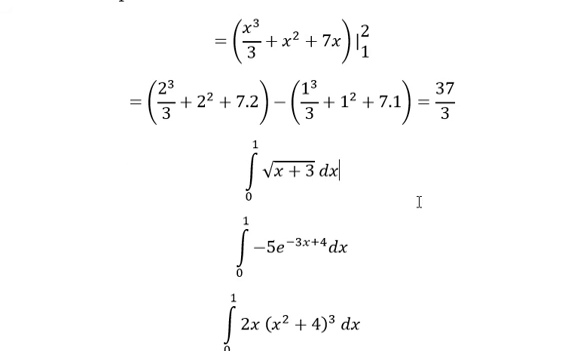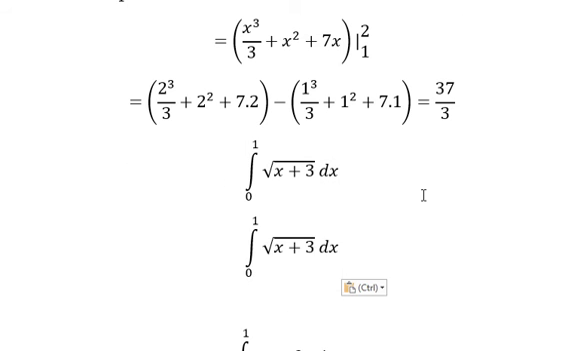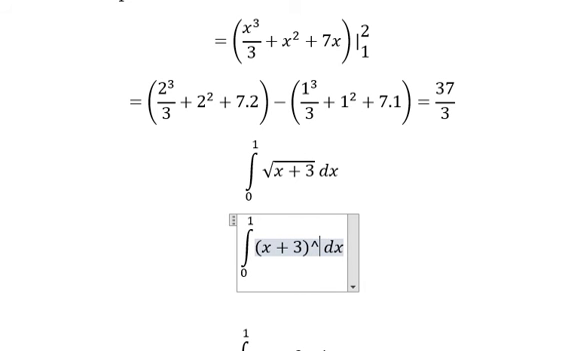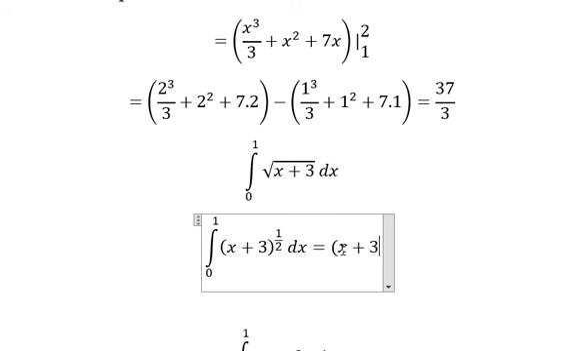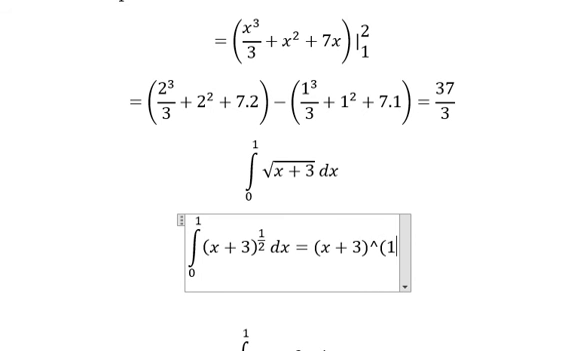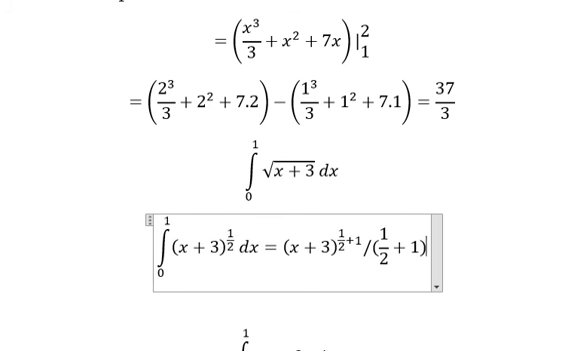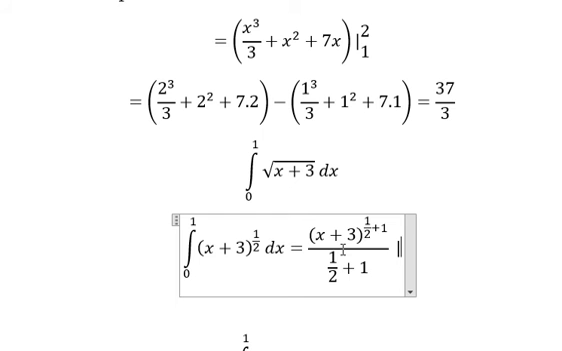This one, the square root of x plus 3, that's x plus 3 to the power of 1 over 2. And now we just apply the formula from the reverse one. So we have x plus 3 to the power of 1 over 2 plus 1 over 1 over 2 plus 1. And we put the bounds from 0 to number 1.